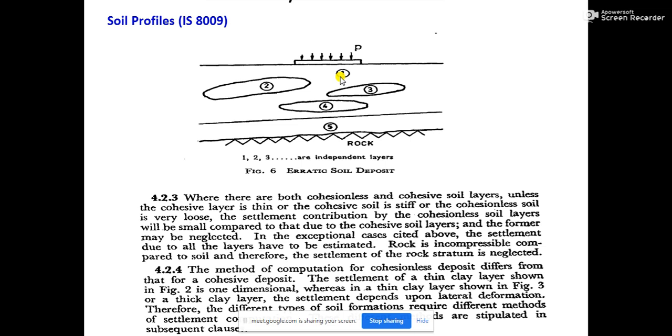To avoid this phenomenon, if you find an erratic soil deposit below the ground level, the general practice followed by civil engineers is to excavate the soil mass, throw the erratic soil deposit out, and then fill it up with a uniform soil deposit, maybe sandy soil, or maybe a uniform kind of clay. Then only you start constructing the structure. Okay, till now if you have any doubt you can ask.